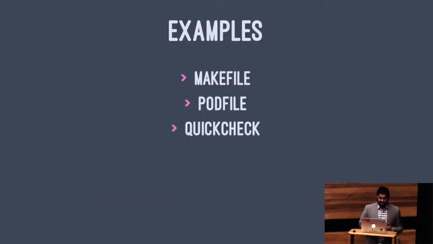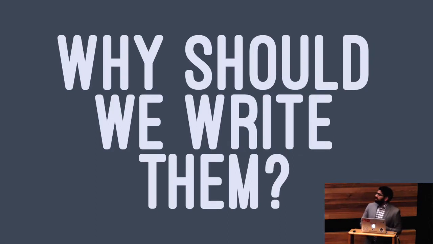And you've probably interacted with a few DSLs in the past. If you've used a makefile, it's a DSL for build or shell commands. A pod file is a DSL for expressing third-party dependencies in CocoaPods. Or if you're using QuickCheck or SwiftCheck or Quick or whatever the newest Swift QuickCheck library is, you've used a property-based DSL for testing. But why should we write them?